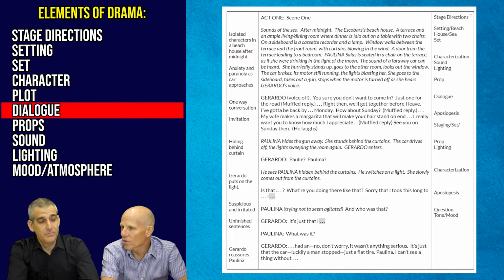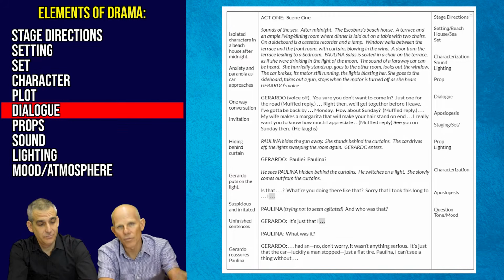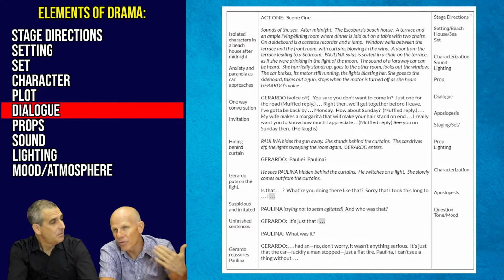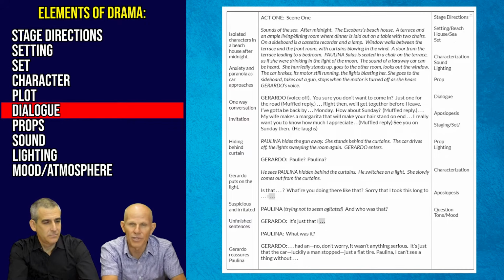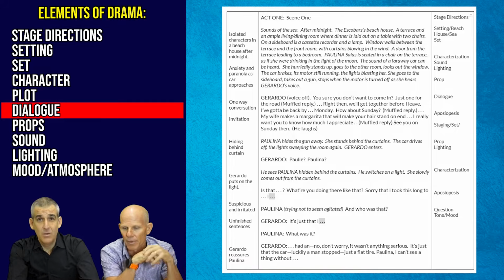Yeah, I think also her questions are very important. Like, where have you been? Who was that? This use of questions in the dialogue helps to show that there's some accusation and maybe some suspicion, that she doesn't exactly trust Gerardo, and maybe that could stem from things in the past. So there's lots in the dialogue that we can examine and talk about. Those are just a few things.